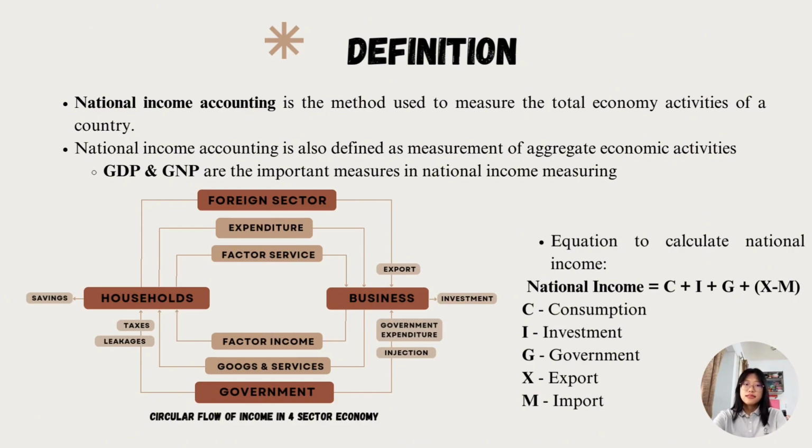Through the formula, C is consumption, which represents the spending by households on goods and services, while I stands for investment, which refers to the spending by businesses on capital goods. Next, G is government expenditure, which includes all the spending by the government. The last one, X minus M, represents net export, which is the difference between a country's export and import. By using the formula, we will get the value of national income of the year for the country.